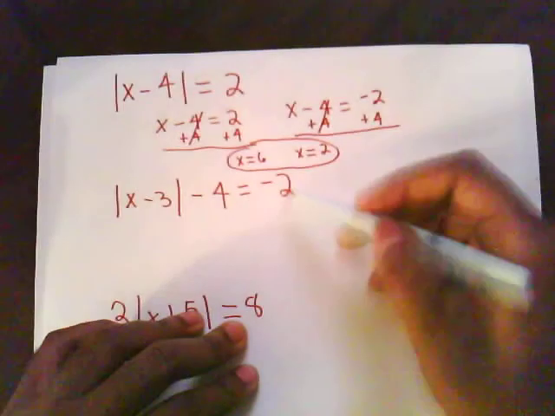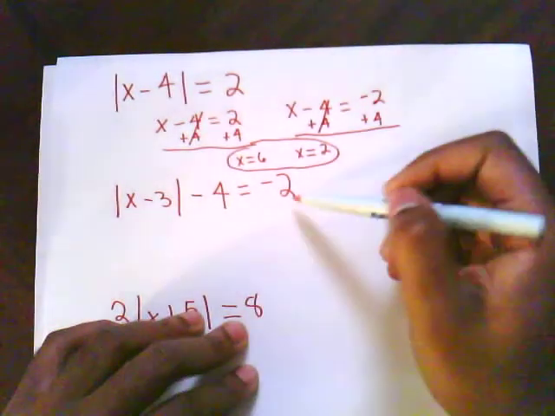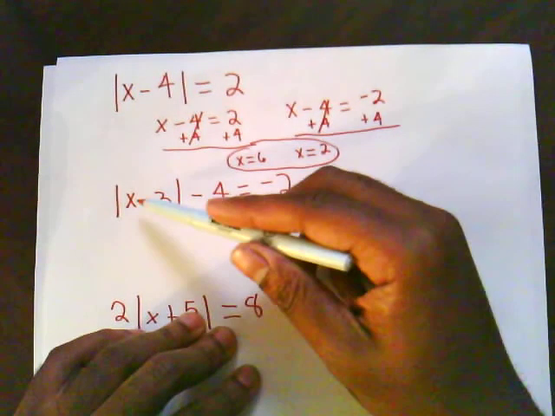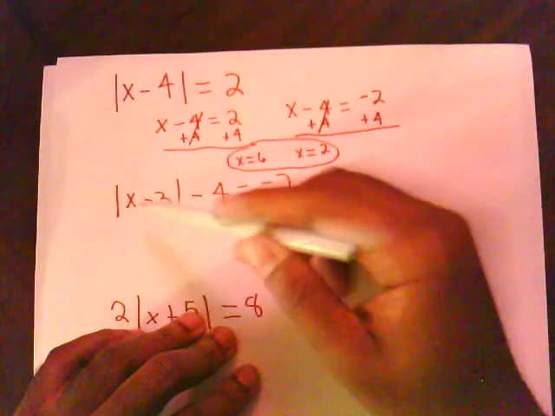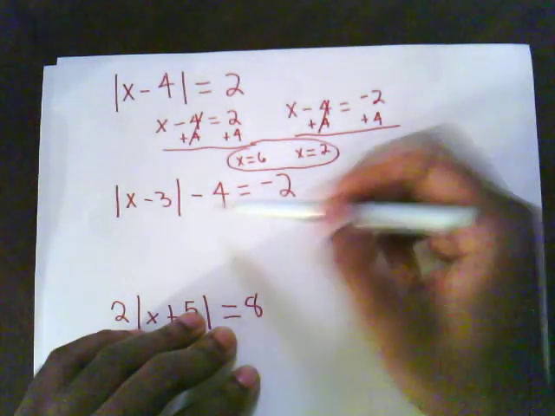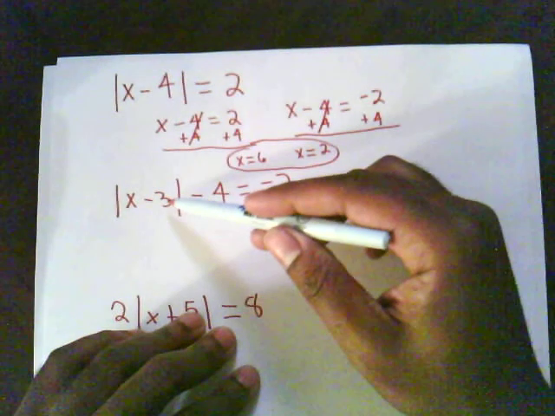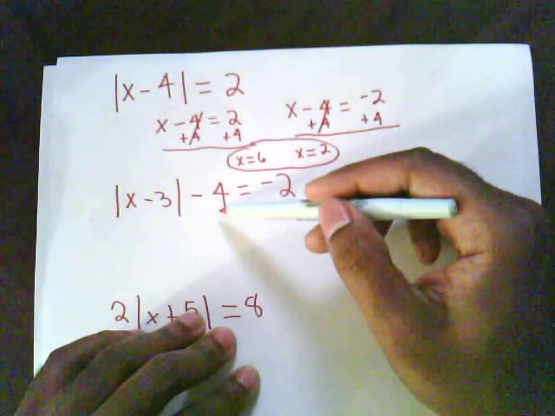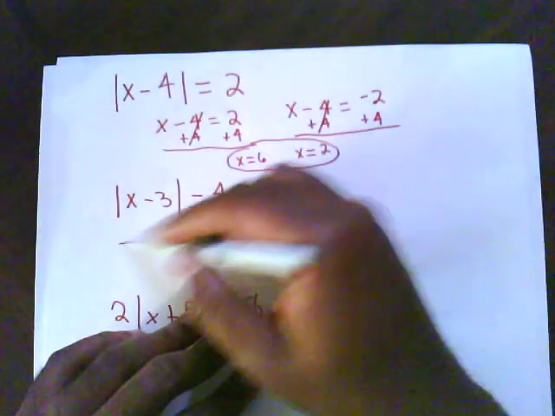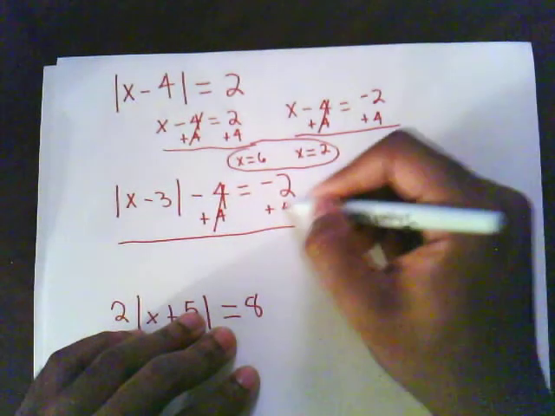Okay, now let's look at the next problem. The absolute value of x minus 3, minus 4, equals negative 2. Is there anything to isolate? Is there anything around this absolute value symbol that is not inside of the absolute value symbols? Yes, this minus 4 is here. So we want to isolate the absolute value by itself, so we have to move this minus 4 away. The only way to do that is to do inverse operations. The opposite of minus 4 is plus 4. Negative 2 plus 4 equals 2.